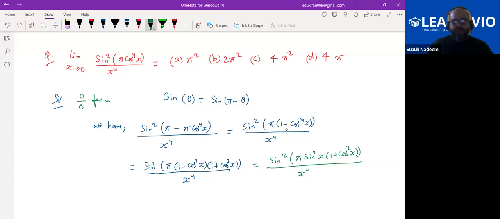First write till here. And also put the limit in each and every step because that is necessary.